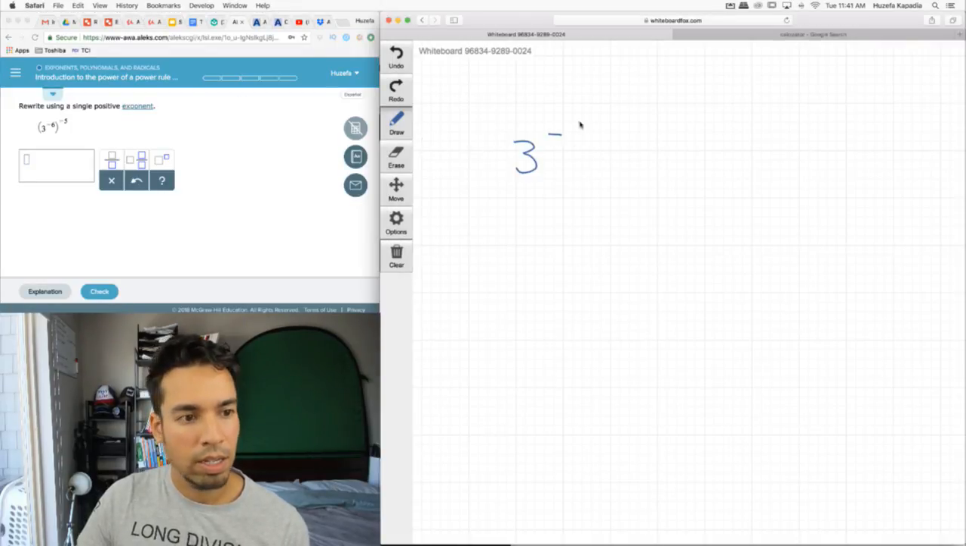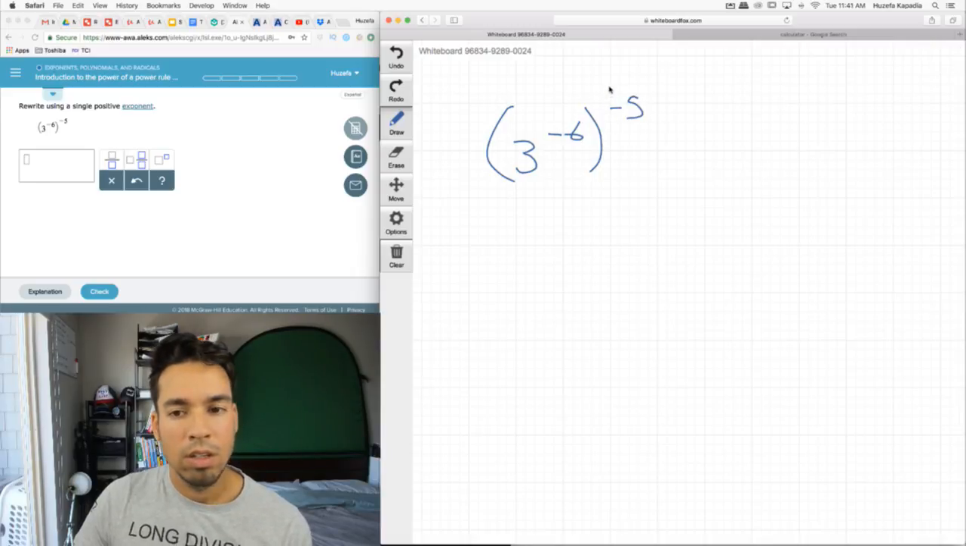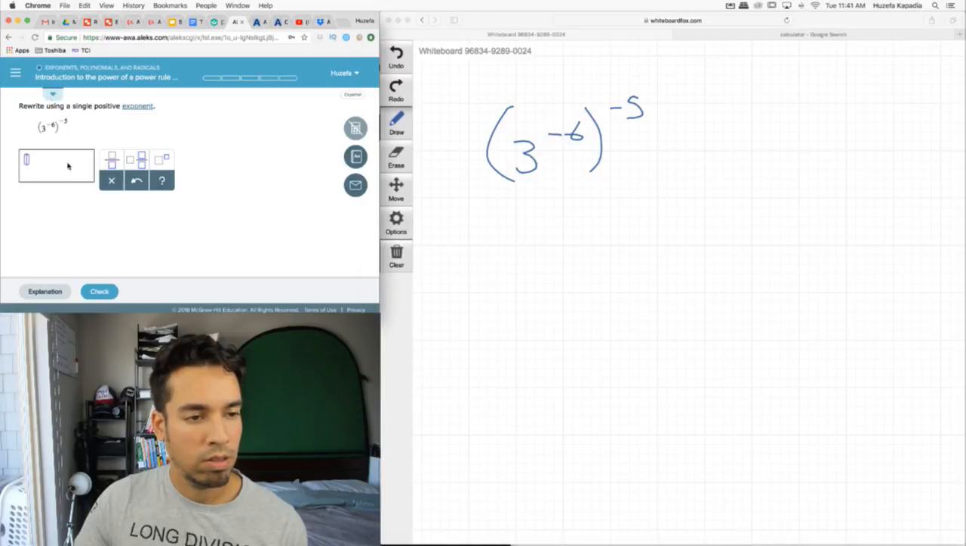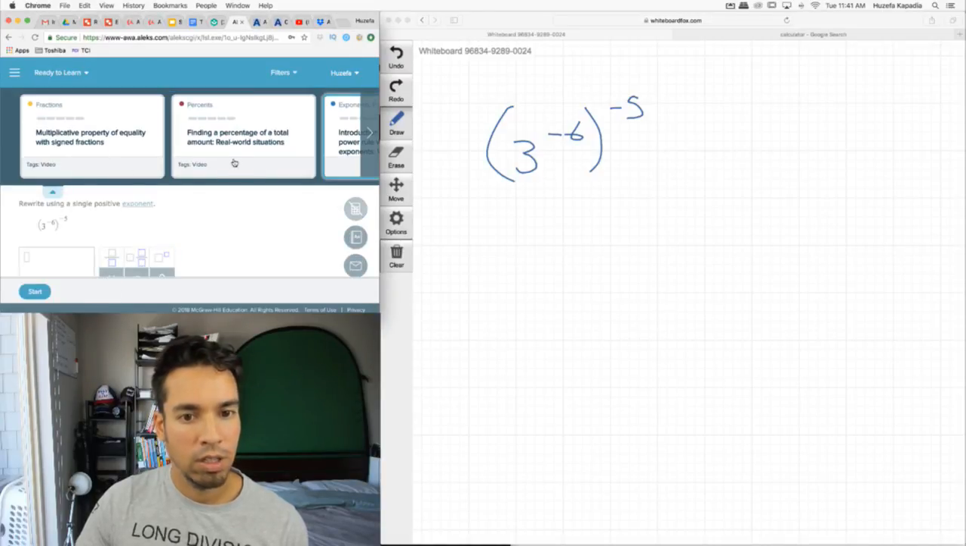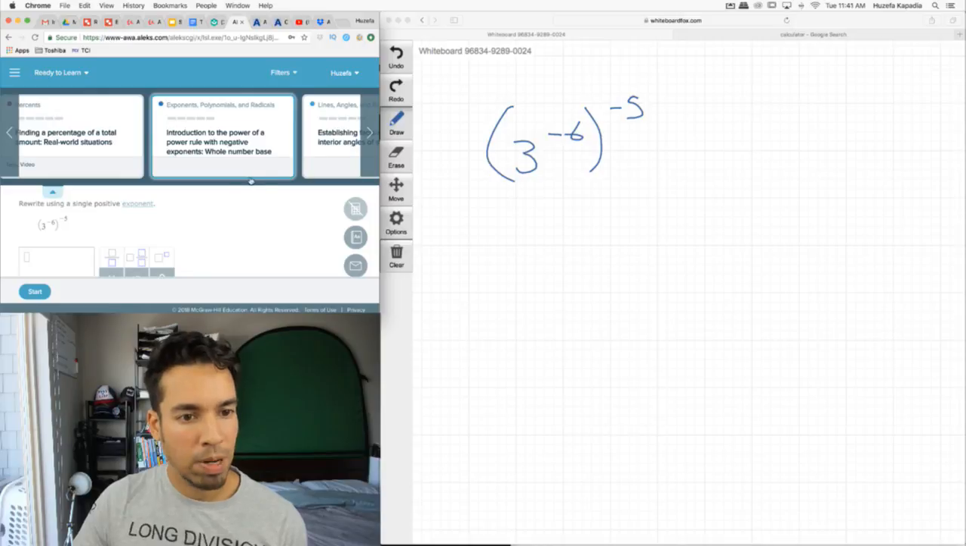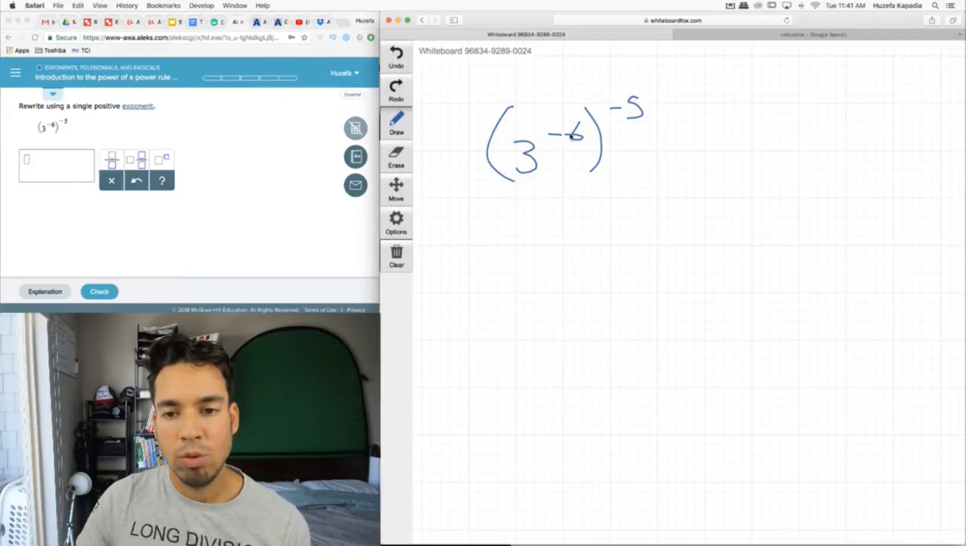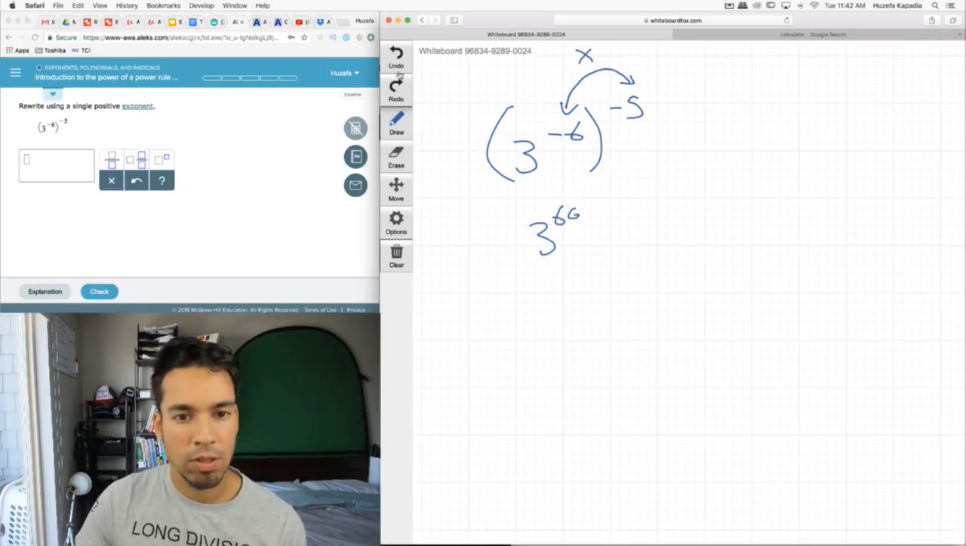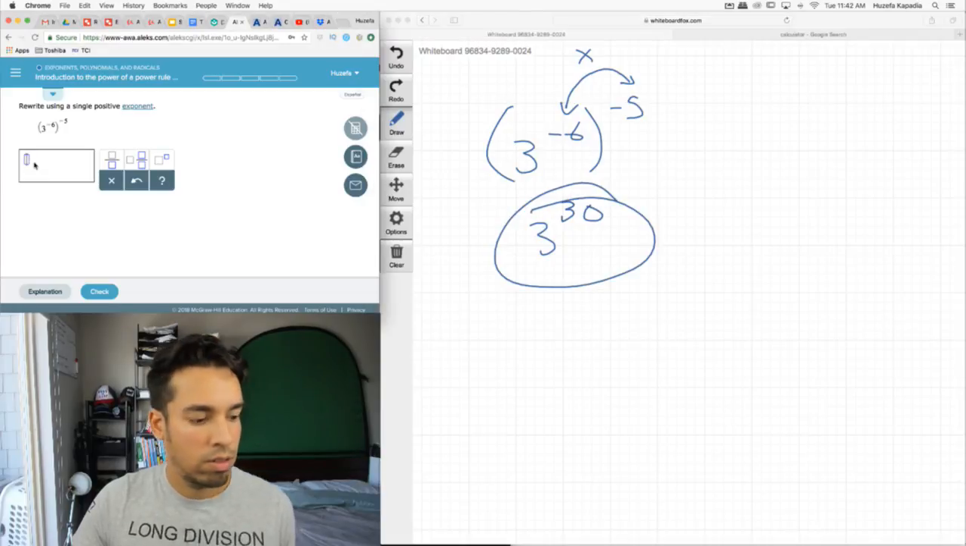Three to the negative 6 to the negative 5. Single positive exponent. We have an exponent to an exponent. This is an introduction to the power of a power rule with negative exponents and a whole number base. When we have an exponent to an exponent, these interact by multiplying each other. So it's just negative 5 times negative 6, which is positive 30, and that's it.